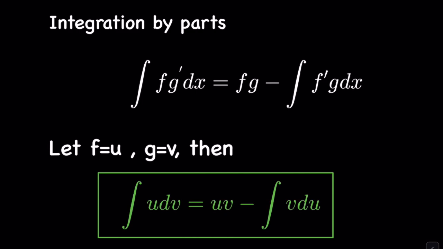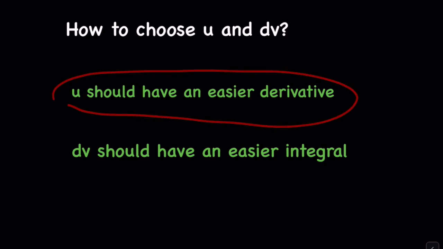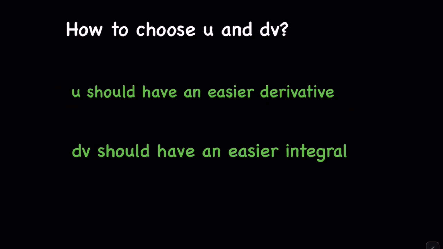When doing integration by parts, you're basically hoping that the integral on the right-hand side is going to be simpler than the integral that you started with. That's the key idea. The difficulty is in deciding which part of your integrand should be taken as u and which part should be taken as dv. Generally, u is the part of your integrand which has an easier derivative, and dv is the part that has an easier integral.